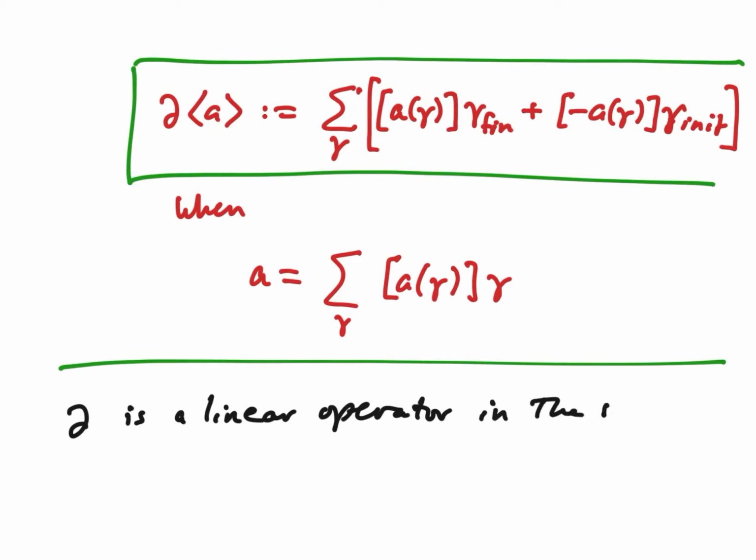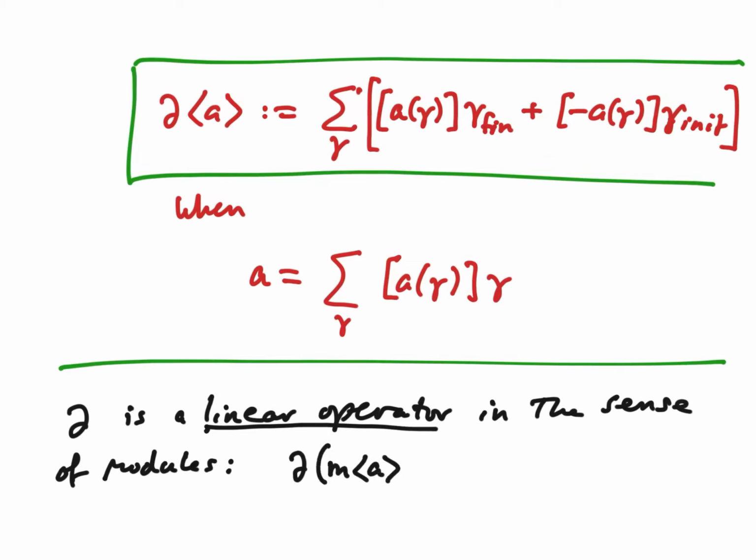This is a linear operator in the sense of modules. What I mean by that is a fancy way to say something particularly simple. It just means that if I take m times a certain chain plus k times another chain, and I take the boundary of that combination, it's the same as taking m times the boundary of this chain plus k times the boundary of this chain. So the boundary operator, this stylized d, distributes over plus signs, and integer coefficients come out. That's what linearity means, in general.